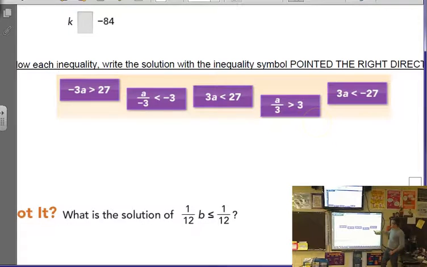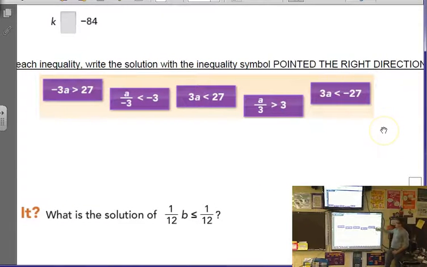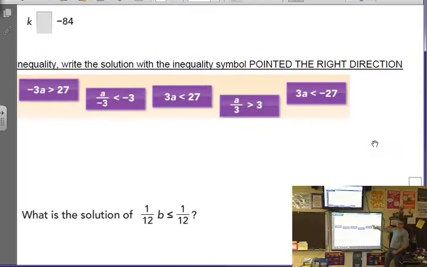For this next section, below each inequality, write the solution with the inequality symbol pointed the correct direction. I really should not have said right. So if you want to change that to correct direction, go ahead and try each of these. I'm going to go through these in order, so pause the video and give yourself a little bit of a challenge. See if you can quickly figure out each of these.